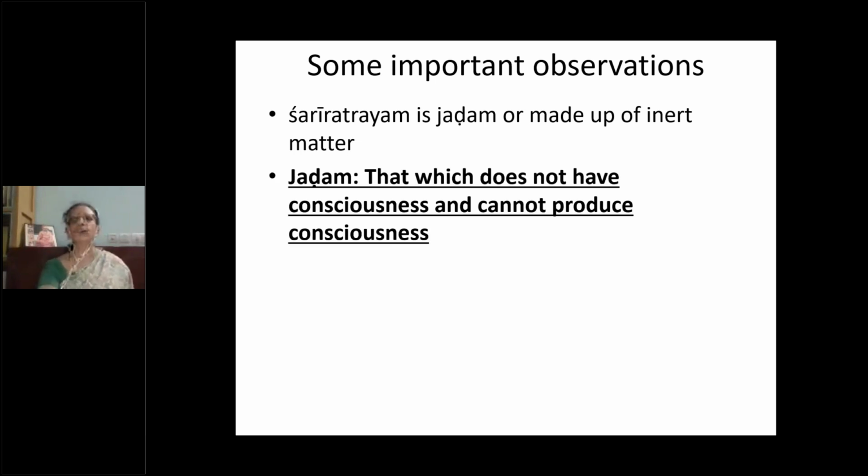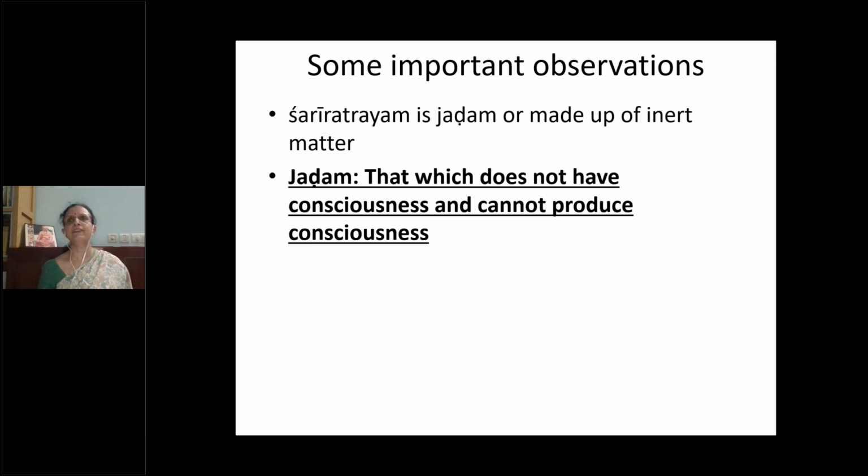It doesn't produce consciousness, and therefore, according to Shastra, all these three sharirams by nature are insentient. Intrinsically, they do not have consciousness. Which means not only the body is inert and insentient, very important point, according to Shastra, the mind also, which is part of Sukshma Shariram, is also made up of inert matter and therefore insentient. Therefore, according to Vedanta, mind doesn't have its own consciousness. Mind cannot produce consciousness also.